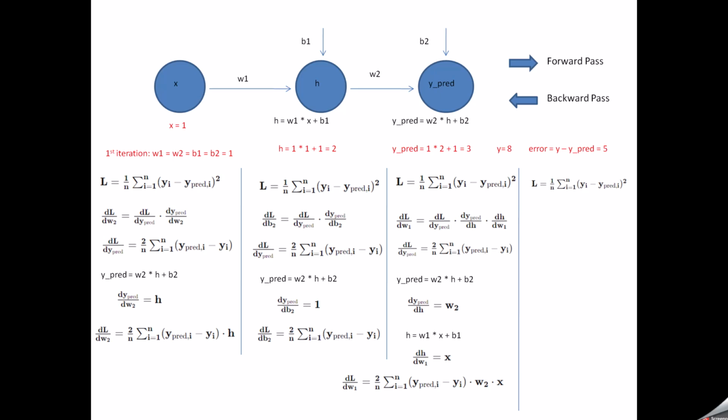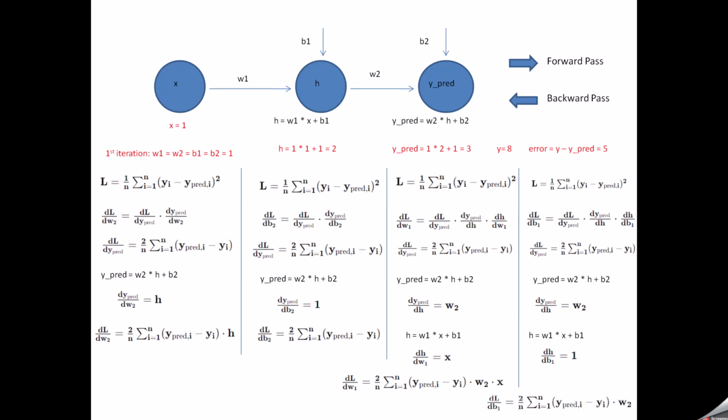Since loss is associated with B1 through Y predicted and H, we can calculate the derivative of loss with respect to B1 by the chain rule formula mentioned earlier. With the formula of Y predicted, we can also calculate the derivative of Y predicted with respect to H. And with the formula of H, we can also calculate the derivative of H with respect to B1. Combining these results, we get the derivative of loss with respect to B1.